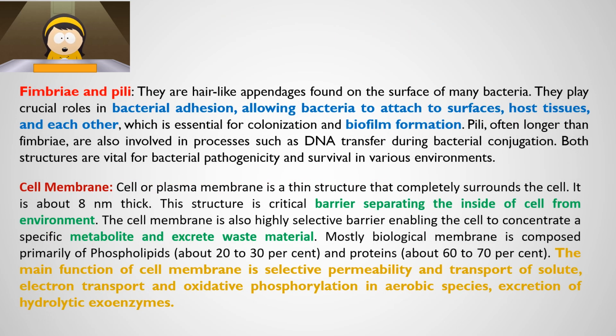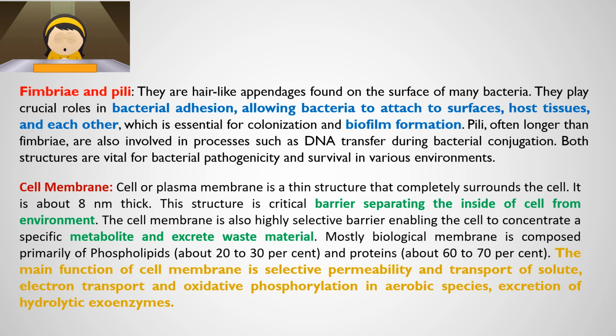Fimbriae and pili. They are hair-like appendages found on the surface of many bacteria. They play crucial roles in bacterial adhesion, allowing bacteria to attach to surfaces, host tissues, and each other, which is essential for colonization and biofilm formation. Pili, often longer than fimbriae, are also involved in processes such as DNA transfer during bacterial conjugation. Both structures are vital for bacterial pathogenicity and survival in various environments.